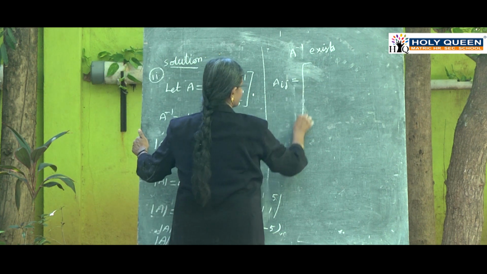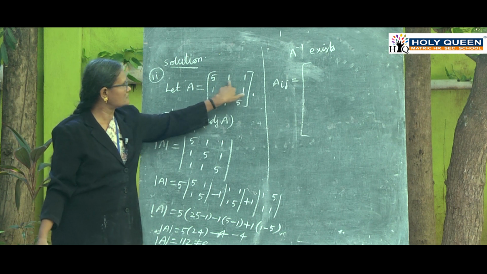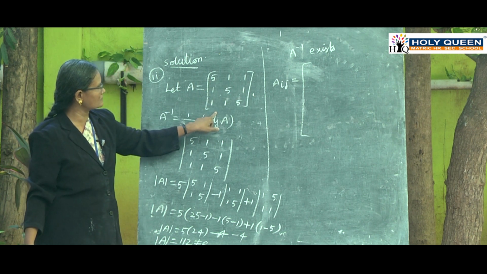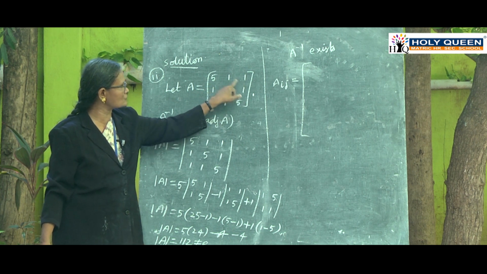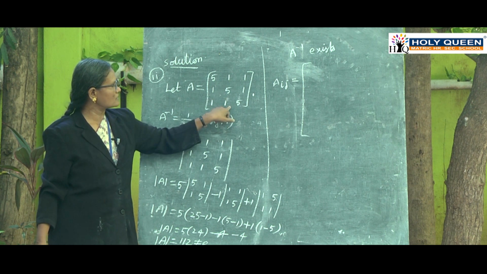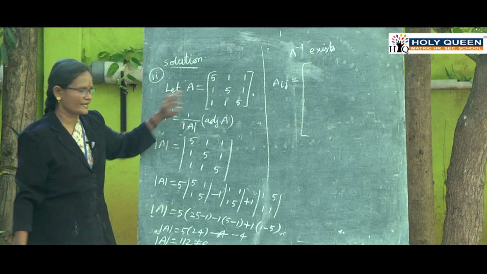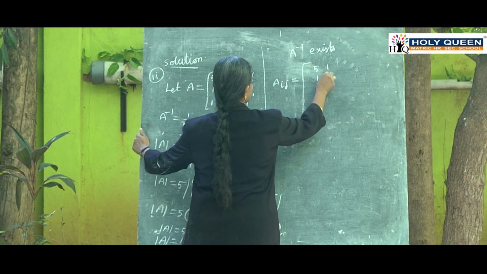To find out the cofactor matrix, consider the first element, that is 5. The position of 5 is first row and first column. Ignore that first row and first column. The remaining elements are called the minor of 5. Write down the minor of 5: 5, 1, 1, 5.